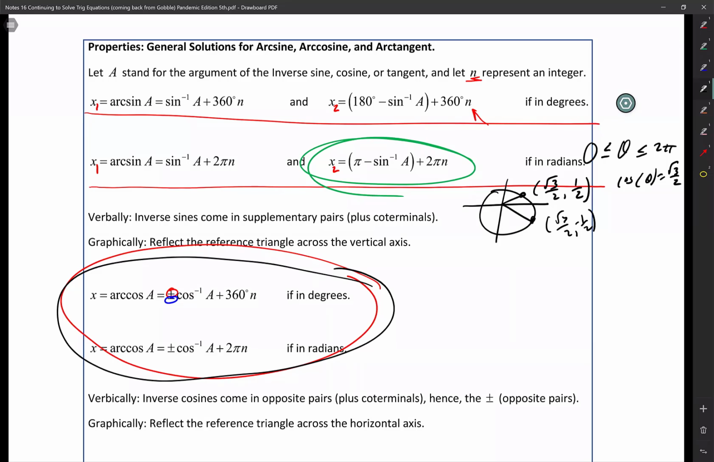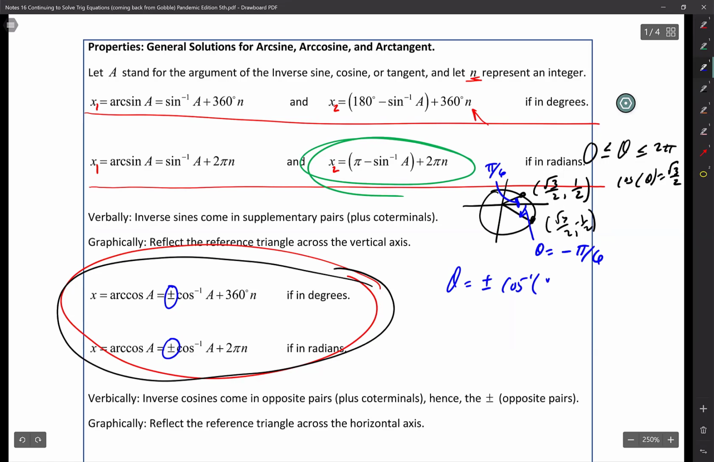Hopefully you guys agree that this angle right here, that's pi over 6. But look, if you count clockwise, this is also negative pi over 6. The reference angle is pi over 6 there. So that is negative pi over 6 if I go clockwise. So that's where the plus and minus came from, guys. Now check it out. I'm going to go ahead and write theta, and then I'll write theta 1, theta 2. So theta equals plus minus arc cosine of square root of 3 over 2 plus 2 pi n.